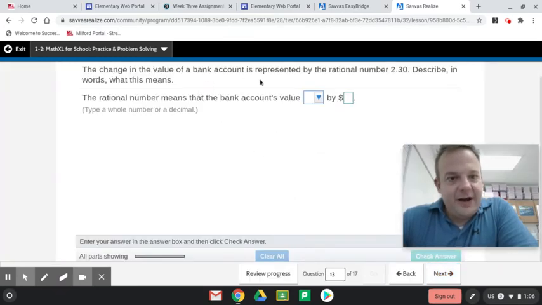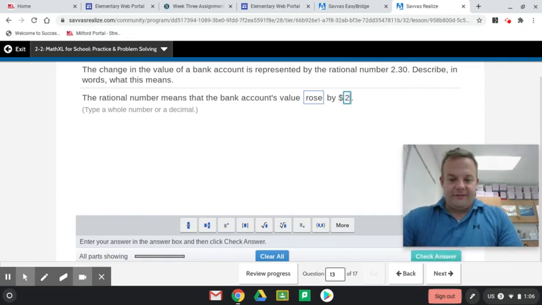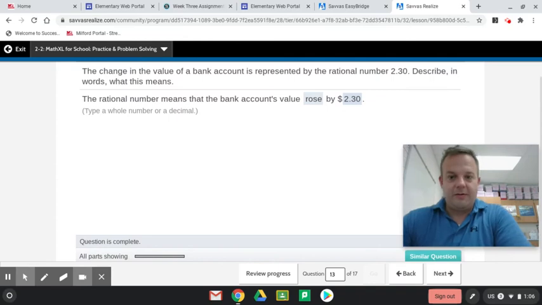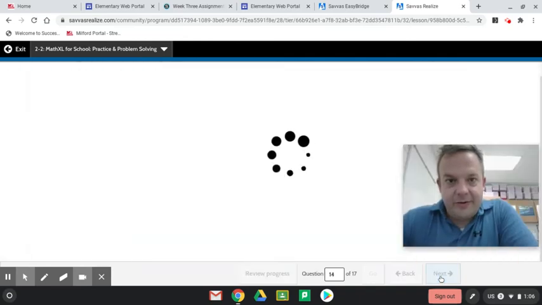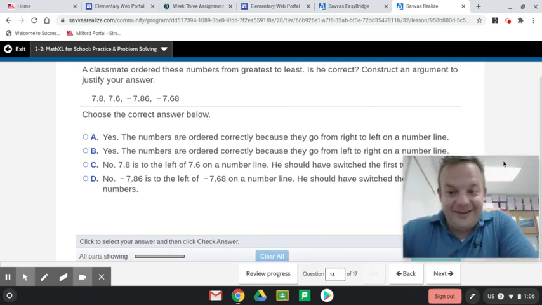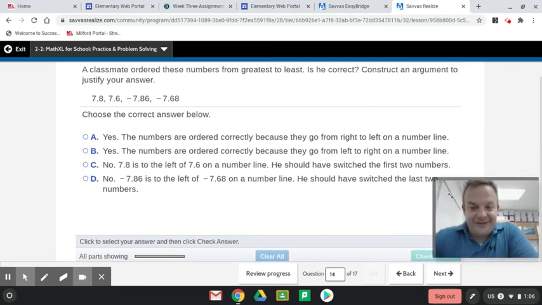The change in the value of a bank account is represented by a rational number, $2.30, or 2 30/100. Describe in words what this means. So this would be positive. It rose by, now if it were negative, that means it would be subtracted, right? But good thing you got money in there instead of subtracting money, right? Am I right? Let's see what this says.